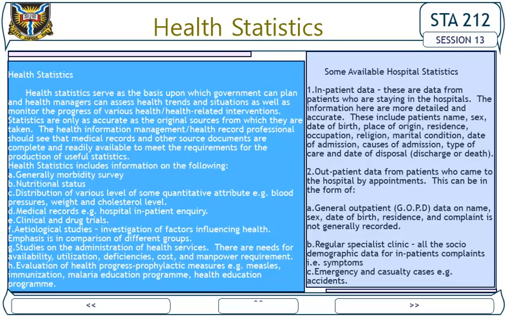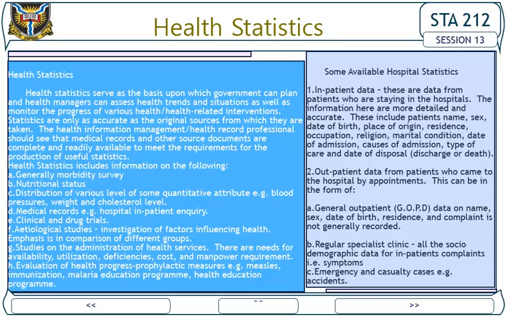D. Medical records, e.g., hospital inpatient inquiry. E. Clinical and drug trials. F. Etiological studies. Investigation of factors influencing health. Emphasis is on comparison of different groups. G. Studies on the administration of health services. There are needs for availability, utilization, deficiencies, cost, and manpower requirement. H. Evaluation of health progress, prophylactic measures, e.g., measles immunization, malaria education program, health education program.